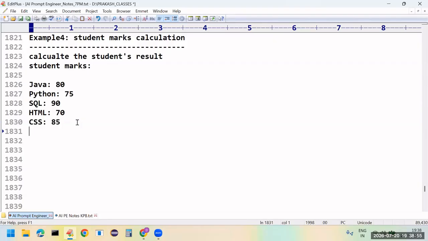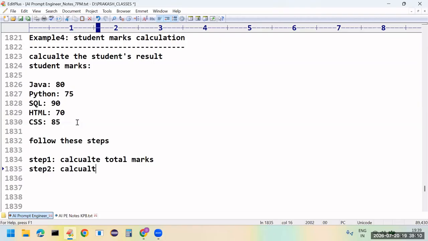Now, I want to follow certain steps. Sir, follow these steps. What are the steps? Step 1, can you please calculate total marks by adding all these? Then calculate percentage or average marks also. Then step 3, can you please assign grade? How can you assign?